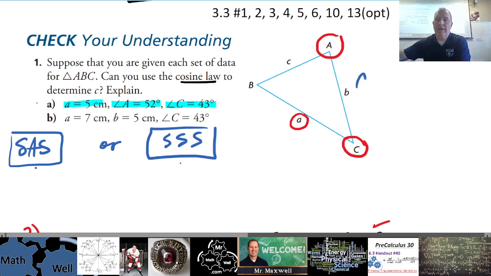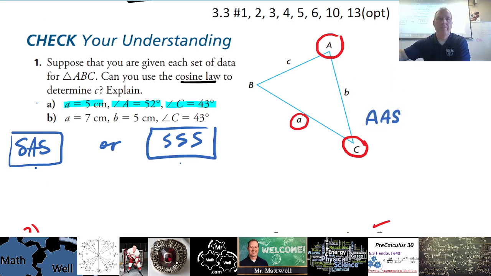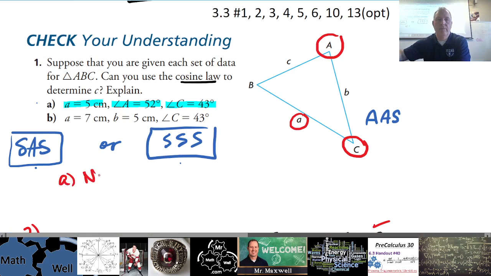I have more like an angle, side. That's what I have here, angle, side. And so that one doesn't count. That's a good sine law one. So A is no to the cosine law because it is angle, side. And that's all I would need for your explanation.